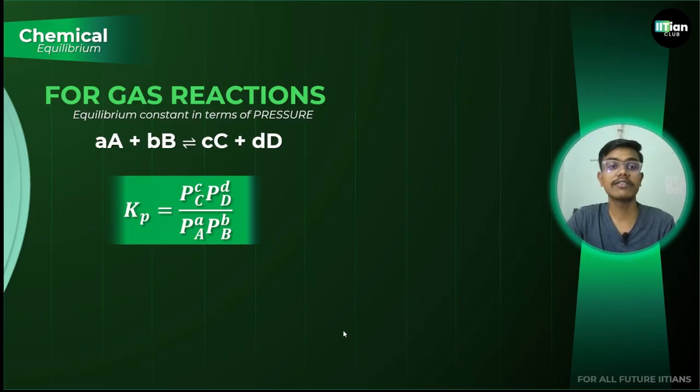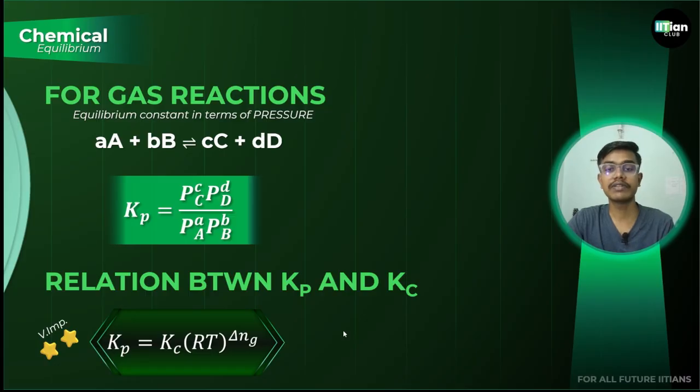Next, moving on, we have gas reactions, and this is the equilibrium constant in terms of pressure. Earlier it was in terms of concentration. Similarly, in terms of pressure, we have Kp given like this, and the relationship between Kp and Kc is usually tested in JEE Mains, and it is very important. It is given by Kp is equal to Kc multiplied by RT raised to the power delta Ng. Delta Ng is the difference between the moles of the gaseous products and the moles of the gaseous reactants.